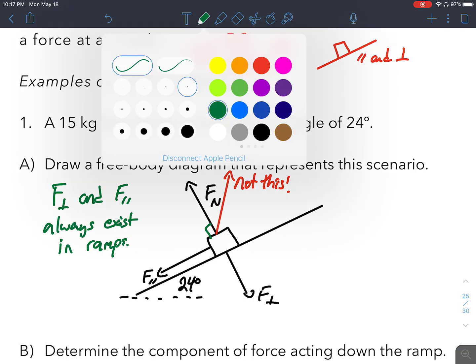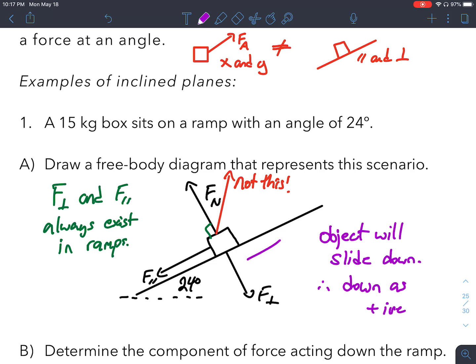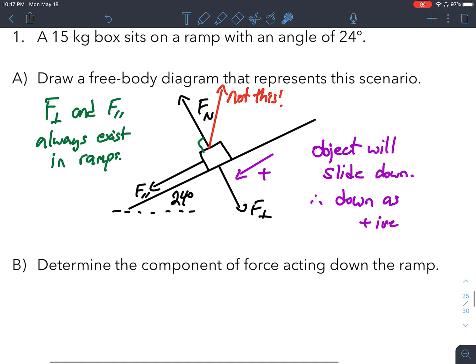Now, this object, is it going to move up or down the ramp? Well, if anything, the object will slide down the ramp. So therefore, we're going to put down as our positive direction. So we're going to say down this way is positive. It's crucial that you have this distinction here.